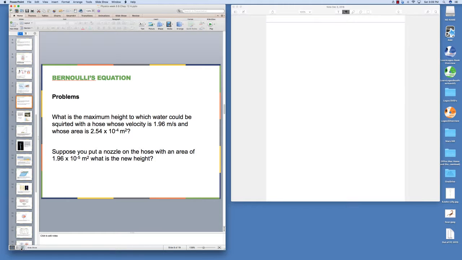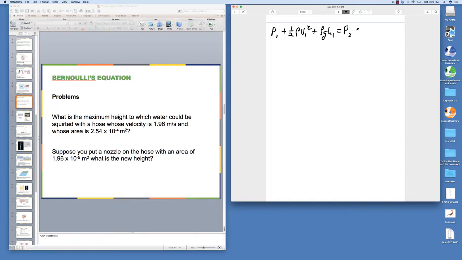Okie doke. Let's take a look at how we would go about doing this. We know the fundamental equation is Bernoulli's equation, which states that P1 plus 1/2 rho V1 squared plus rho g h1 is equal to P2 plus 1/2 rho V2 squared plus rho g h2.